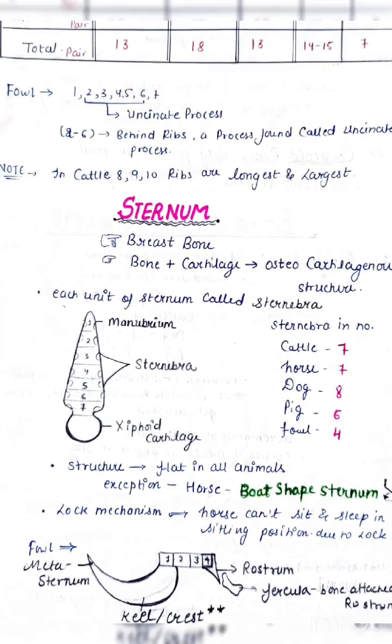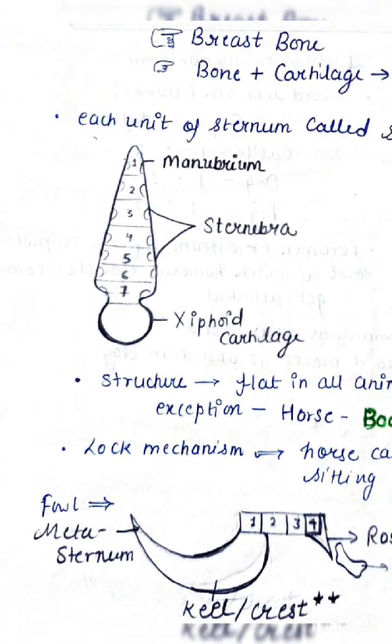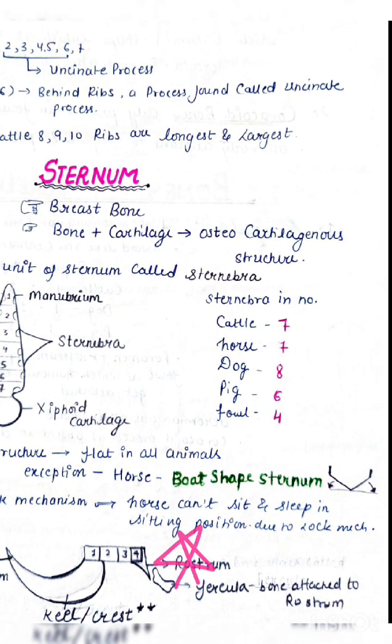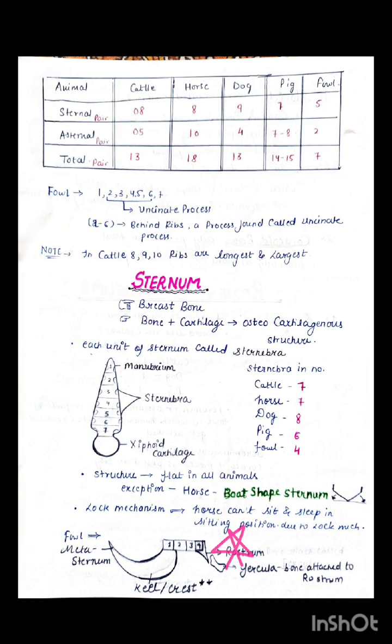Now we study that. Here I am making a diagram of the fowl. This is the metasternum, this is the keel or crest, and there is a part present which is known as the rostrum, and a bone is present which is known as the furcula. This is a very important point that the furcula is a bone attached to the rostrum. So learn it very clearly that the furcula bone is present which is attached to the rostrum.